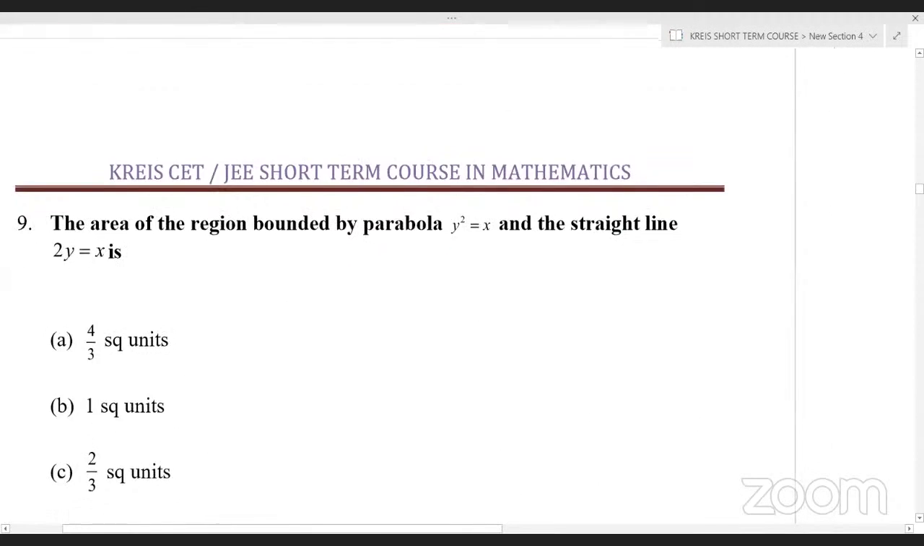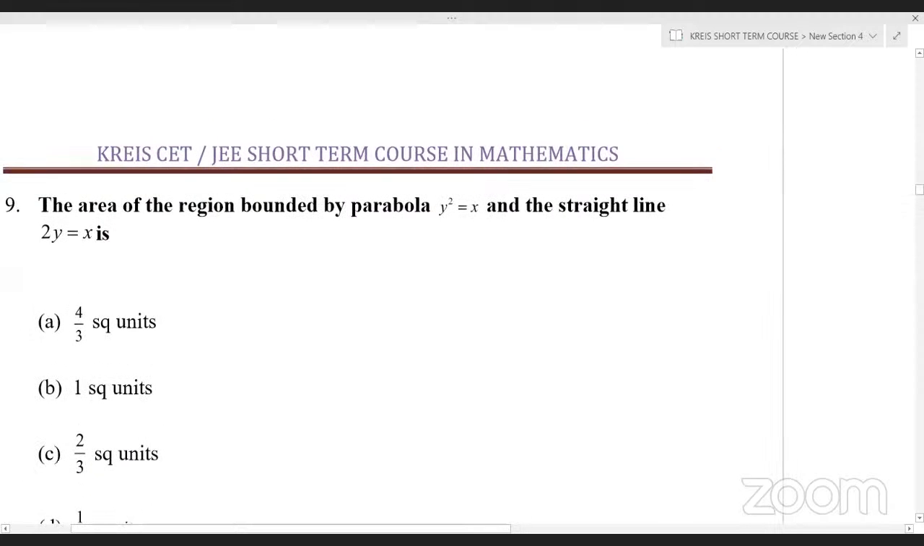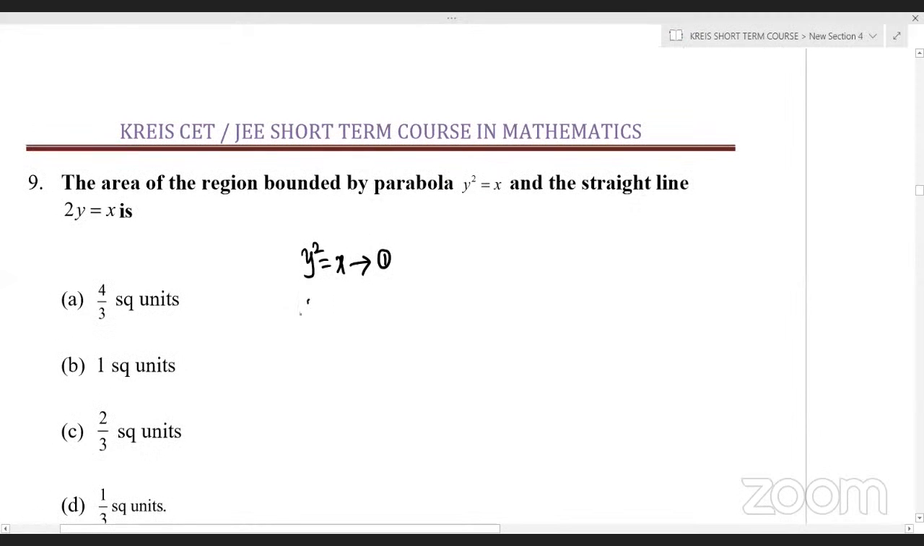Now, next, the area of the region bounded by the parabola y squared is equal to x, and the straight line 2y is equal to x. From this you have y is equal to 1 by 2 into x. So it is equation 2.